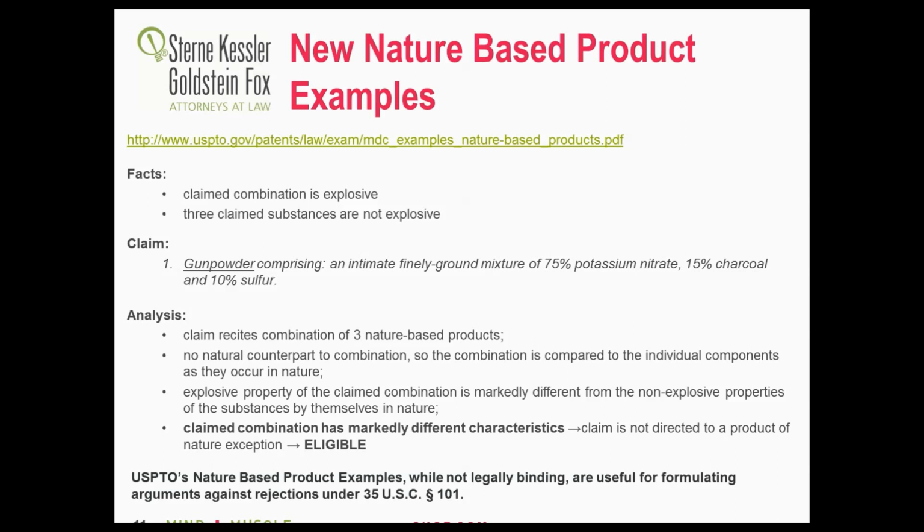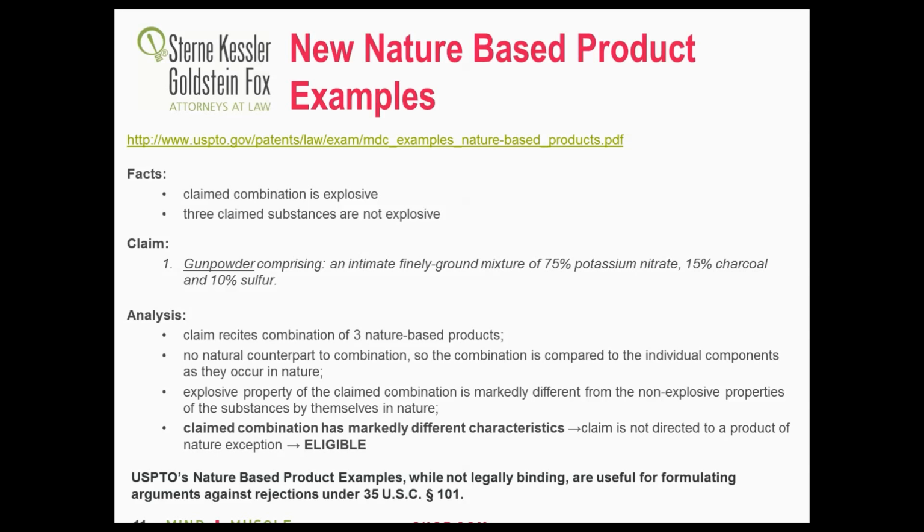So just to make sure that we all understand that the office hasn't opened the door completely to any and all product claims, here are a few examples where marked difference will not be recognized. The first couple lines show that the fact that a particular composition is a purified composition or an isolated composition is not sufficient to establish that it's patent eligible over the naturally occurring counterpart. The office will still look for structural or functional or other differences between the claimed nature-based product, which is purified, and the product as it exists in nature.